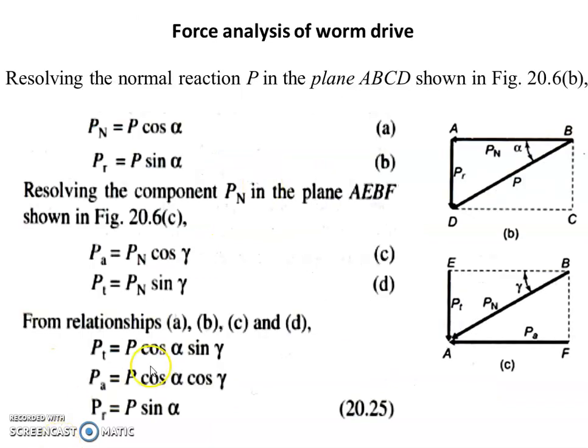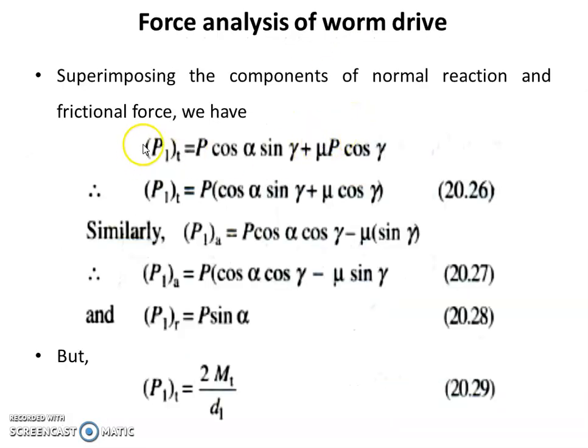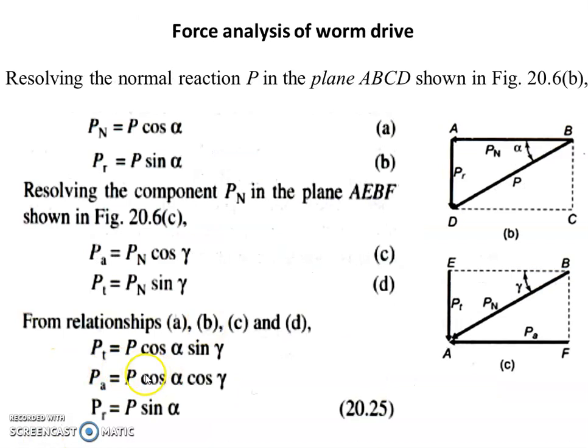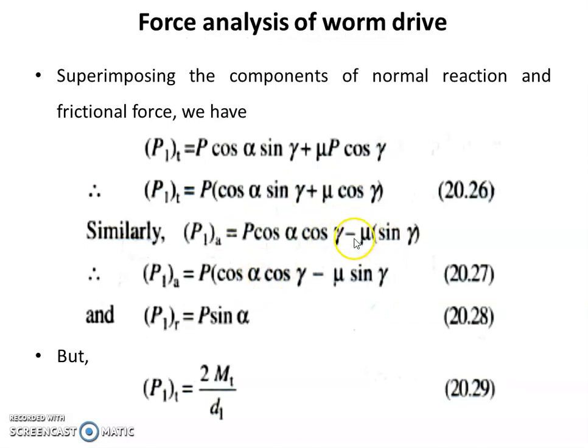So the tangential component of force is p cos alpha sin gamma, plus this additional mu p cos gamma, which we will have to take into consideration. So the resultant tangential component of force in the case of worm is given as p cos alpha sin gamma plus mu p cos gamma. So p is taken common, and in the bracket, cos alpha sin gamma plus mu cos gamma. Similarly, for the axial component of force we should take p cos alpha cos gamma into consideration, and mu p sin gamma is in the opposite direction, as already discussed. So that's why this is taken in the negative direction.